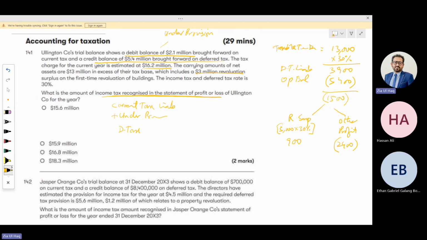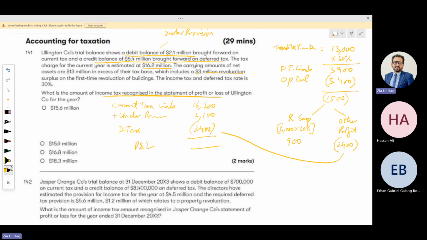With this, what is the current year liability? The current year liabilities are given in the question. How much is that? 16,200. What is the under provision? 2,100. Is there an increase or decrease in deferred tax? Decrease. What is the P&L figure now?